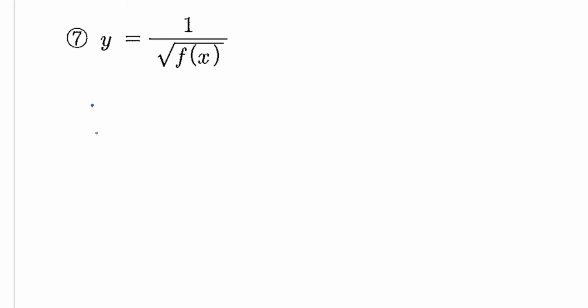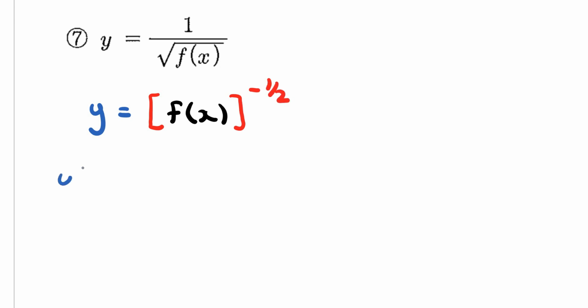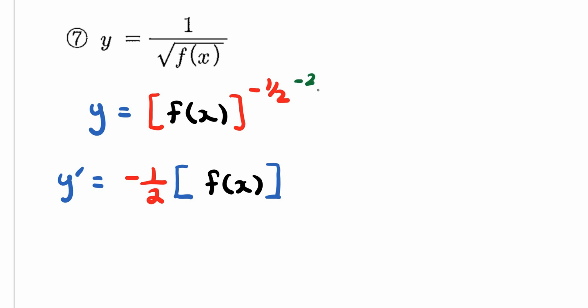For question number 7, we can rewrite this as y equals f of x, and that's being raised to the power of negative 1/2. So very similar to the previous problem here, I can take the derivative now. So the negative 1/2 comes out to the front. And then the f of x can remain the same. And then I just subtract 1 from the power, so minus 2 over 2. So that gives me negative 3 over 2. And then I just multiply by the derivative of the inside, which is just f prime of x.